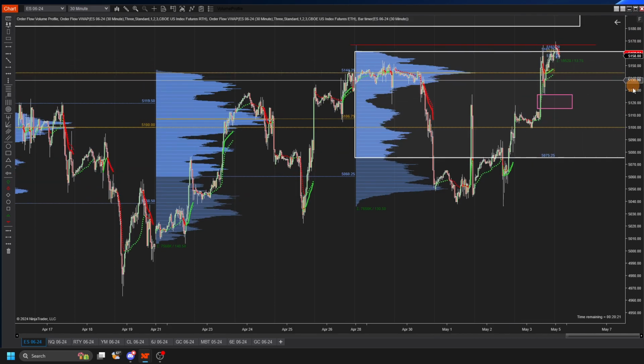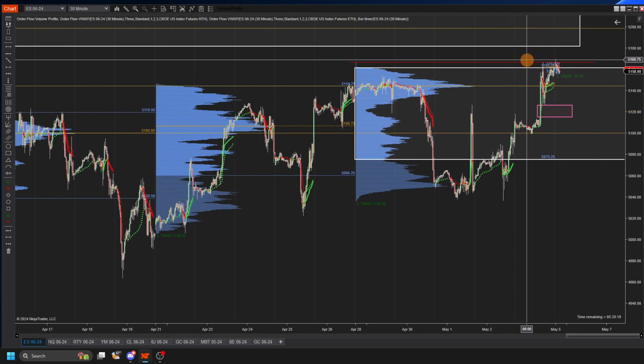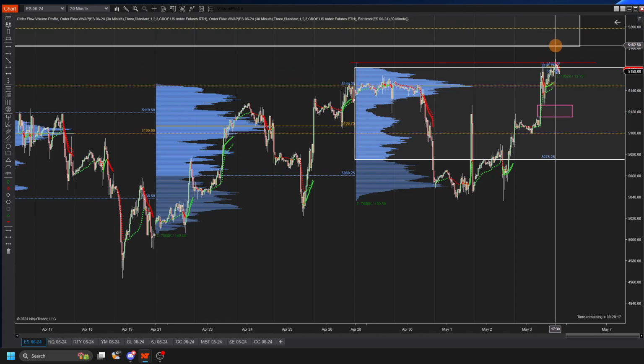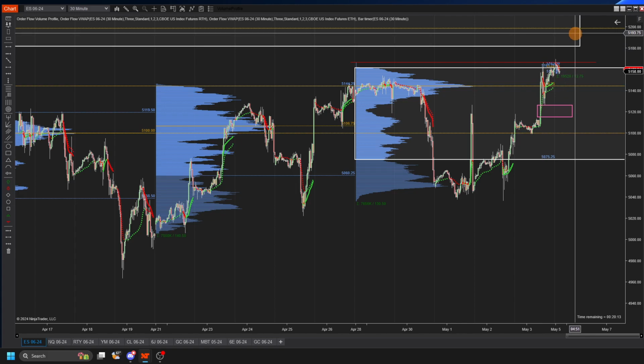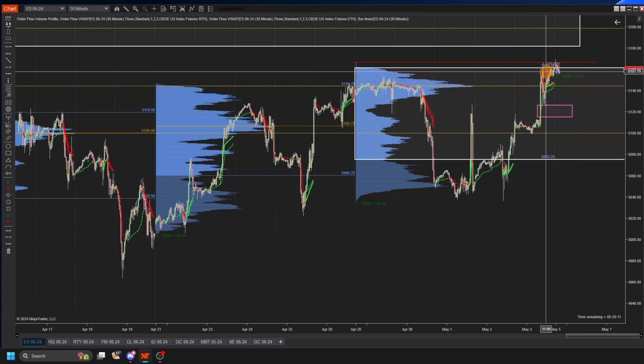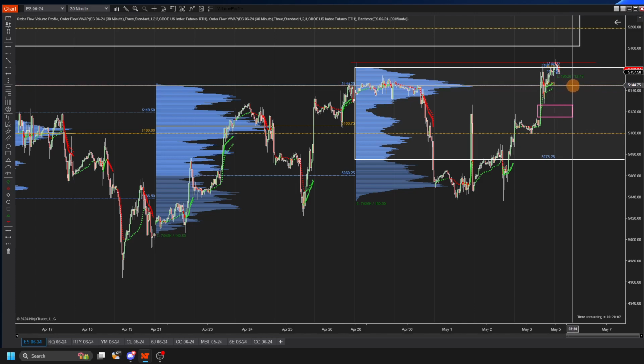But initially what I'm looking for is follow through to the upside, a break of prior week high, and a move into that untested value area up top at that 51.82. That's what I'll be looking for on the broader scale of things. And to the downside, that 51.44 is what I'll look for to hold. If that breaks, then we start playing to the downside.